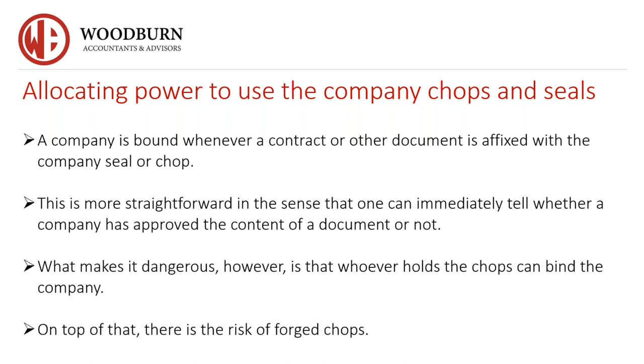But for smaller organizations, those are not necessary. A company is bound whenever a contract or document is affixed with the company chop. Okay, so like I said, if you have a GM who has the chops on hand, he can take those chops, affix it to a contract, can be his own employment contract where he has amended his salary himself, and as a consequence, he gets a higher salary and he has every right to do it, and it would be a valid contract.